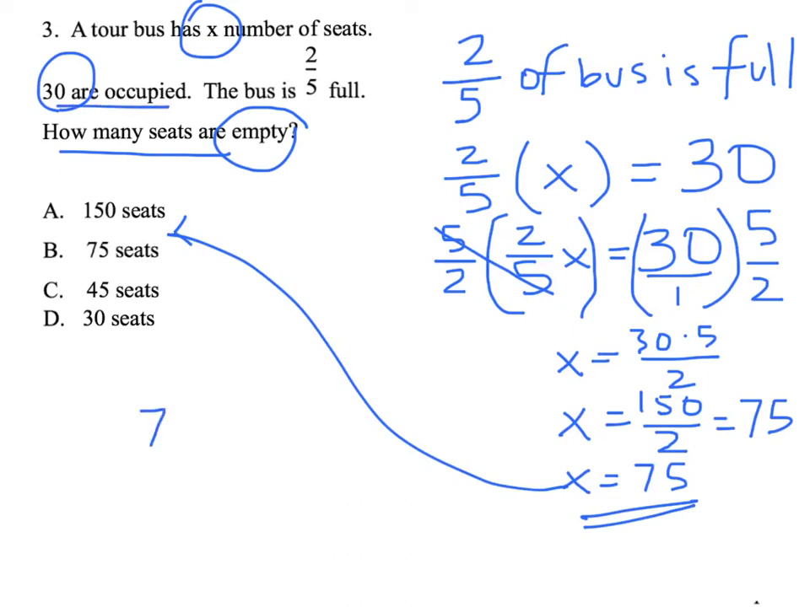So if there are 75 seats on the bus and 30 are occupied, then the difference is going to tell me how many seats are empty. So the correct answer is C.